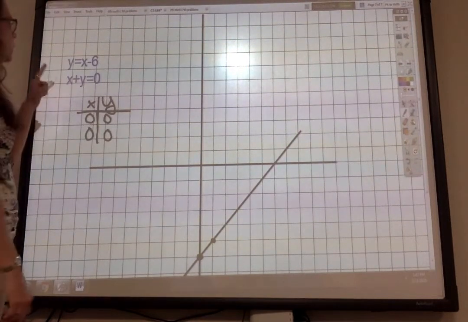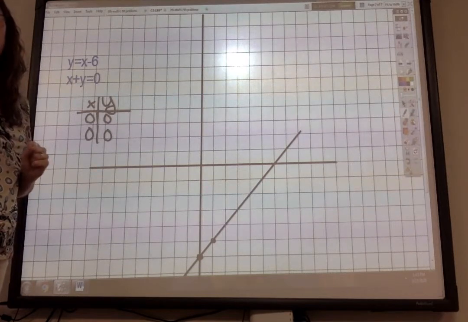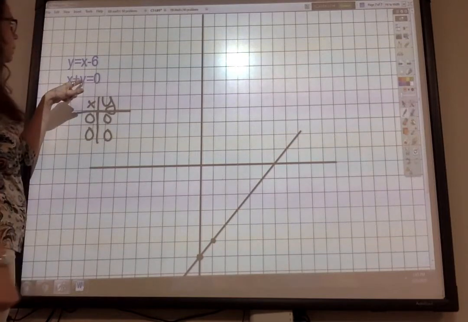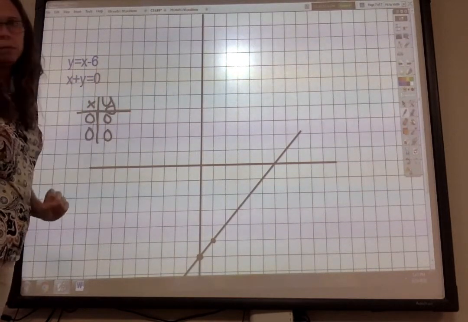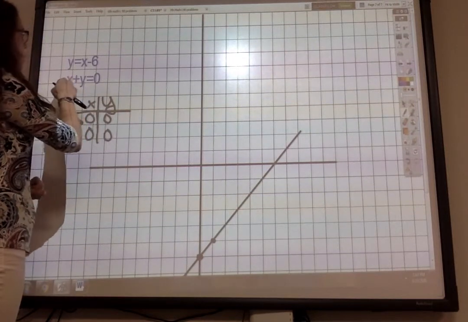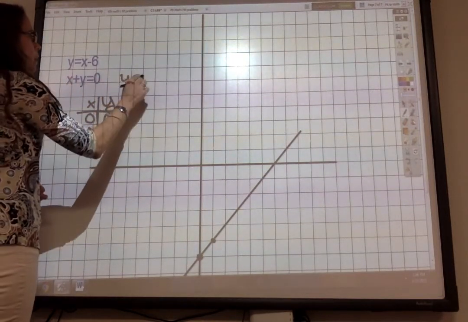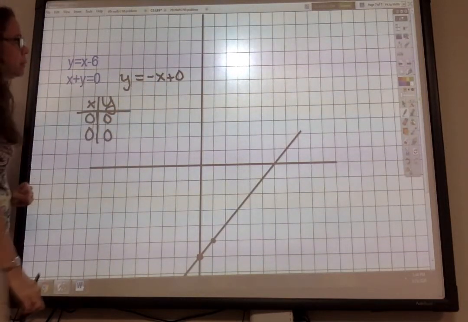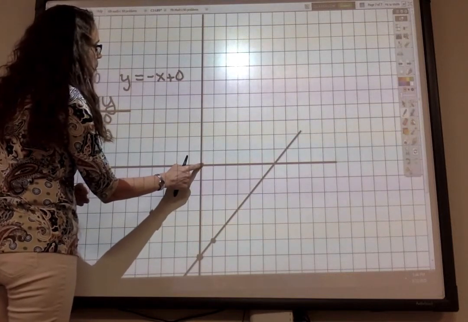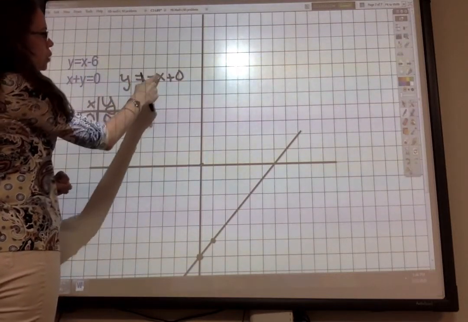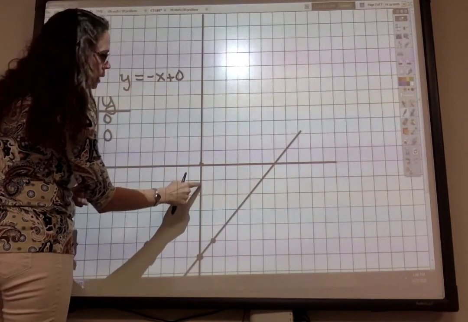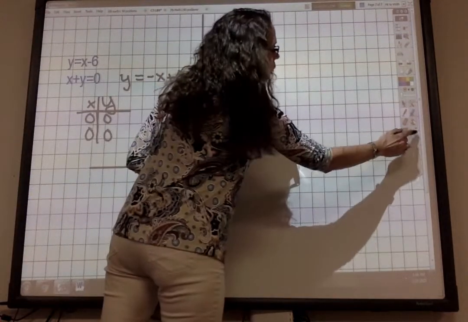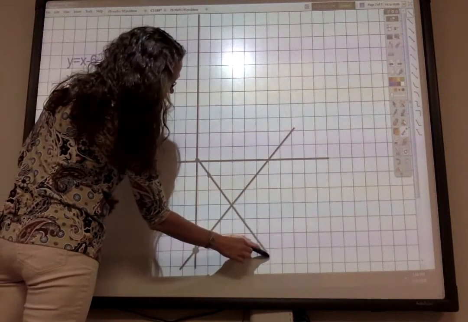So on something like this, I would transform it into slope-intercept form. I would get y alone on the left of the equal sign. So I would subtract x on both sides, and I would get y equals negative x plus 0. So that means my intercept is at 0. My slope is negative 1 over 1, so down 1 and to the right 1. That gives us our line through here.